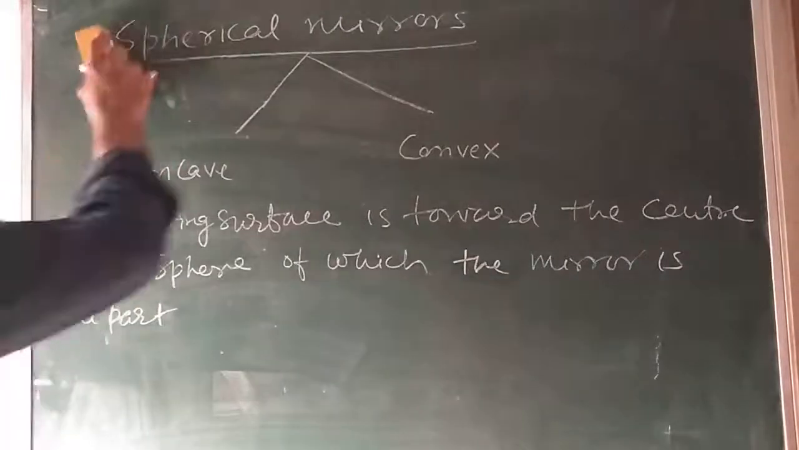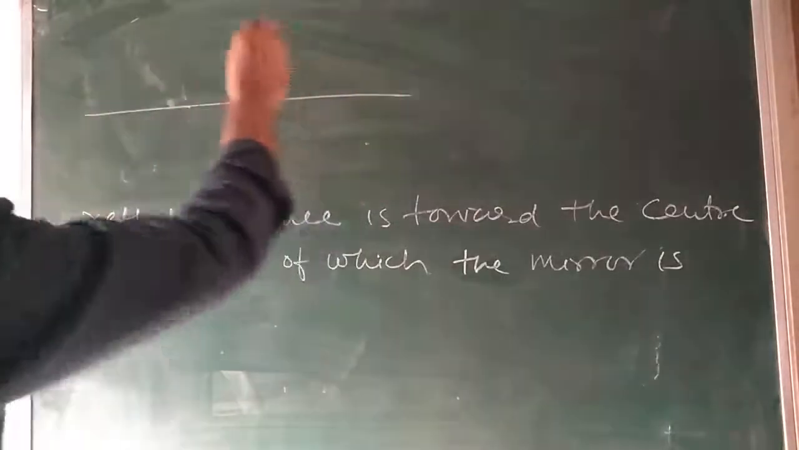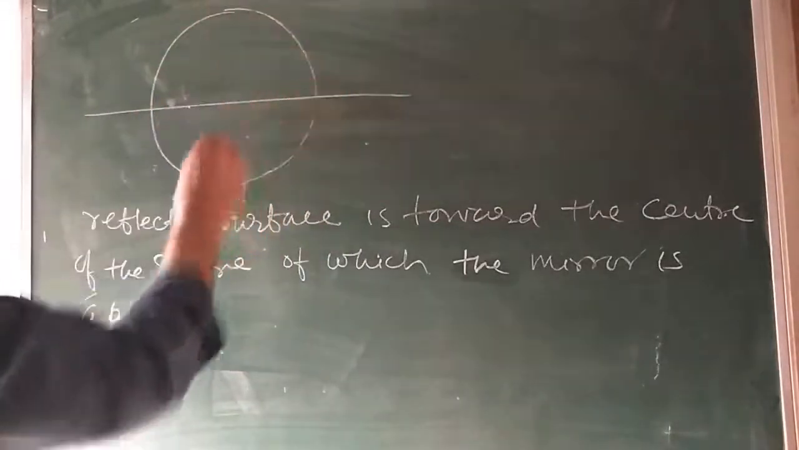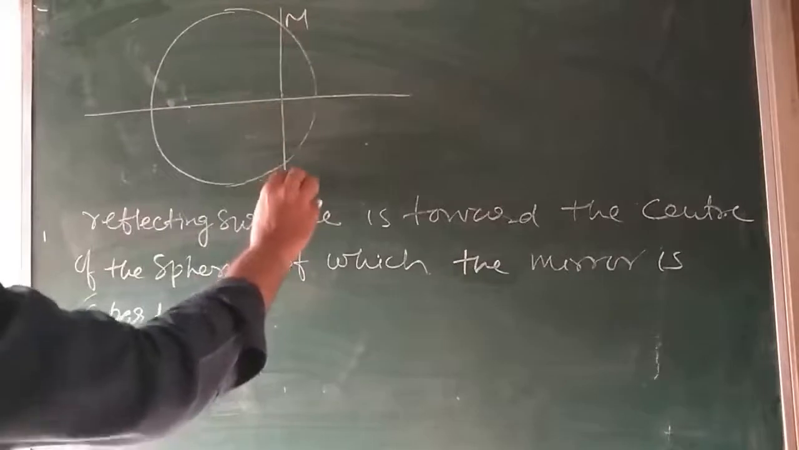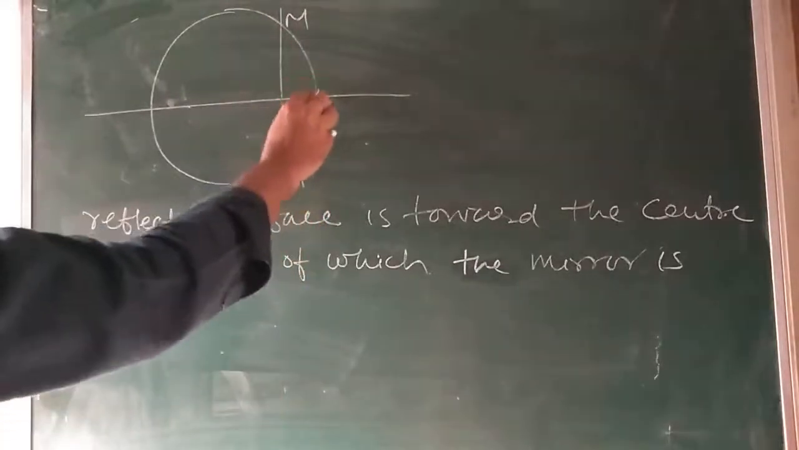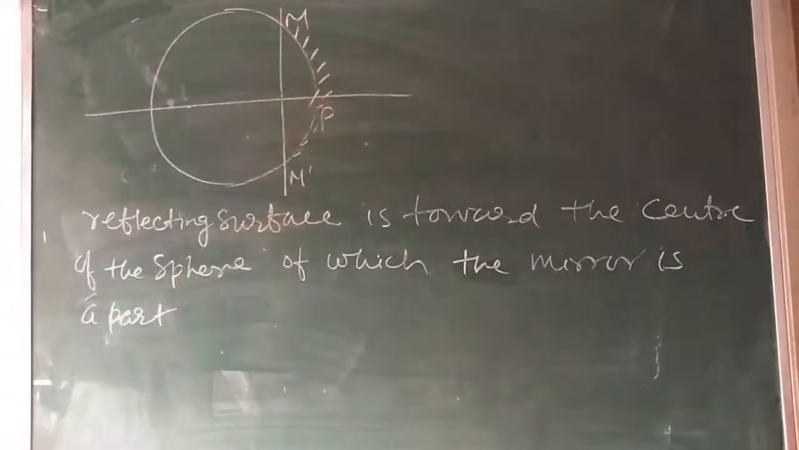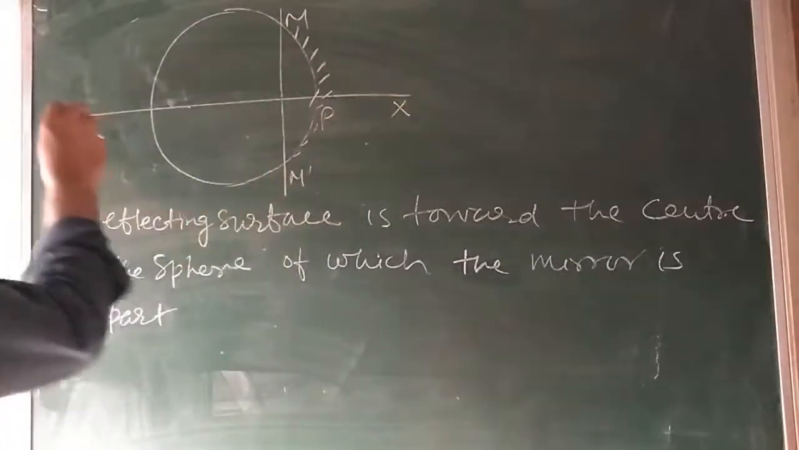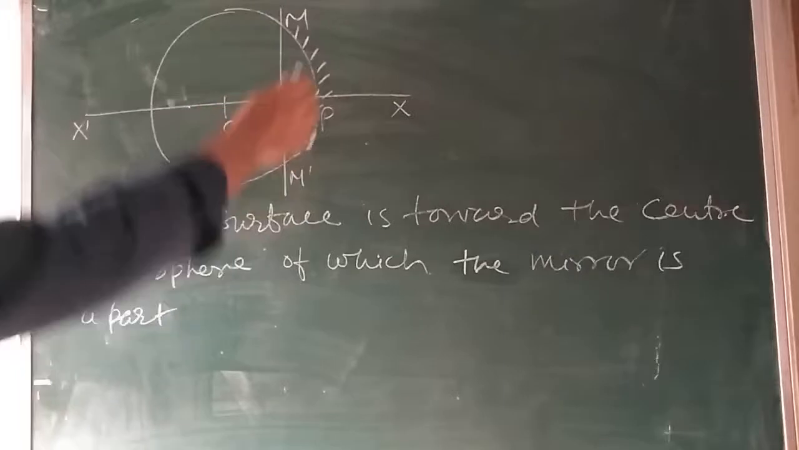Dear children, you can see here I am drawing a diagram. Suppose this is our axis. Here is our glass surface out of which we are taking this. Say this is M, here is M dash. This is a point P. This is polished. This line x dash is called the principal axis. Now the point here is the center of this sphere.